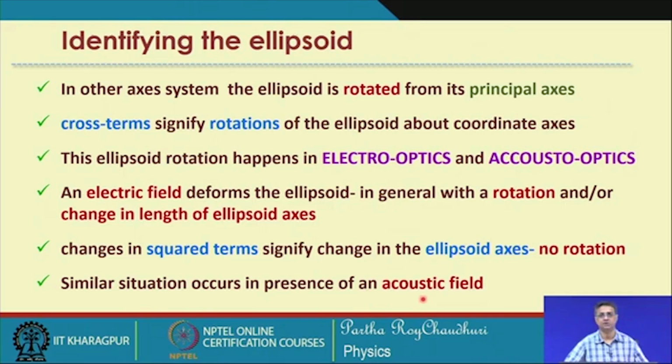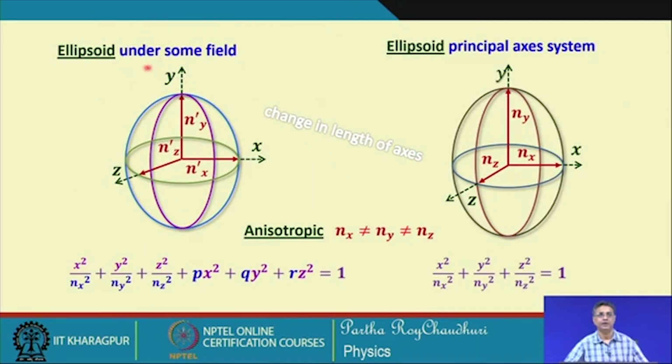So, there may be a distortion of the ellipsoid in the presence of an acoustic field, an electric field, or a magnetic field, which we will also see later. Okay. So, this is the ellipsoid under some field. There has been only a change in the length when you compare this ellipsoid with this one, but the axes are the same, the principal axes are all the same, but there has been a change in the length of the minor and major axis of the ellipsoid.